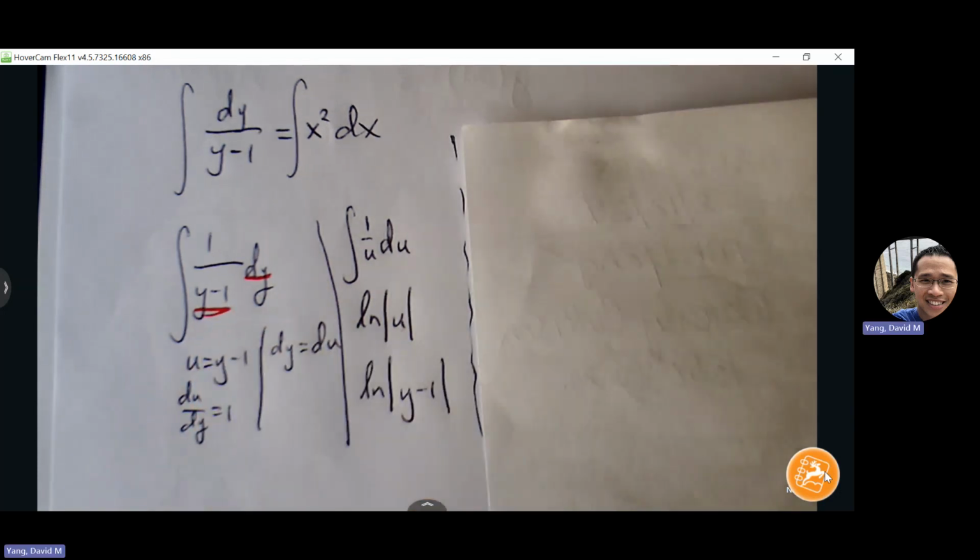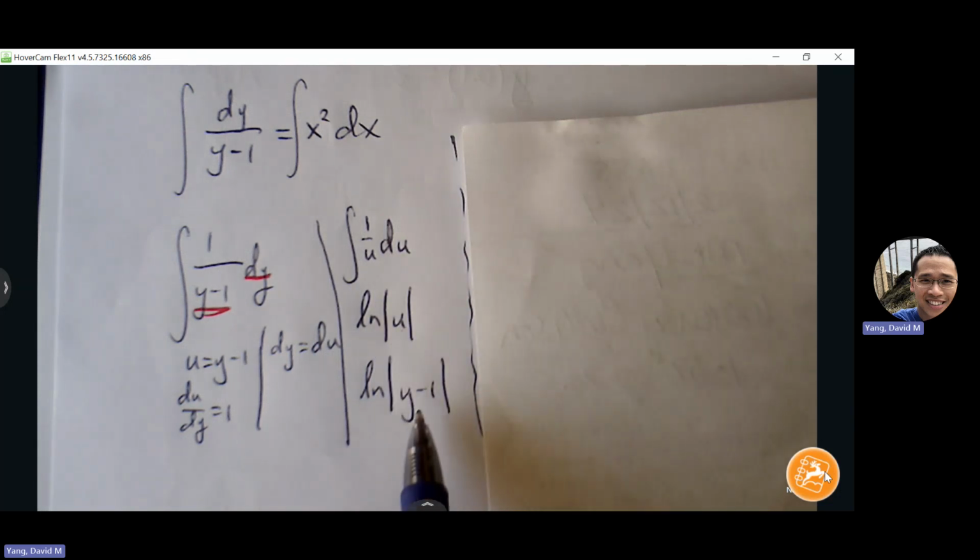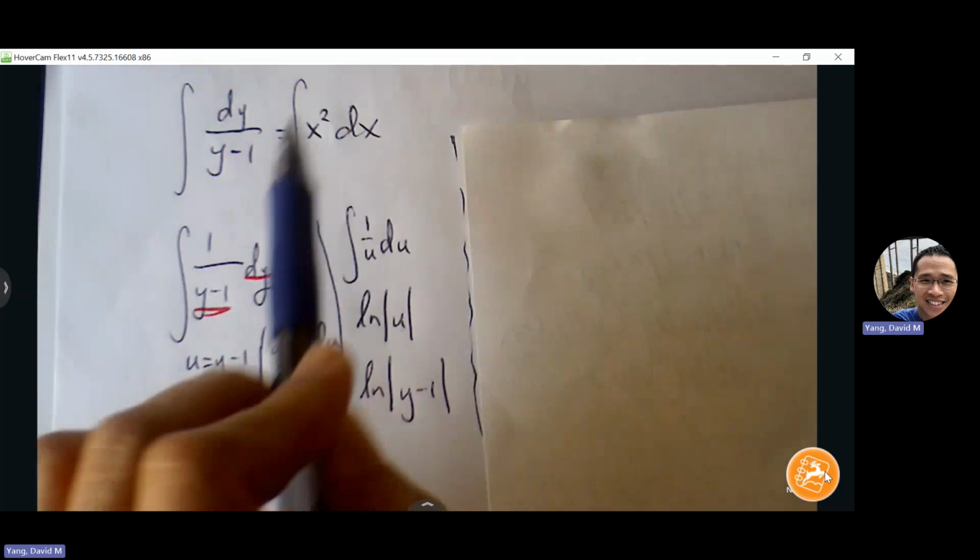Y minus 1 gets replaced with u. dy gets replaced with du. We're left with 1 over u du. That's a nice rule that we recognize. Natural log absolute value of u. Replace the u back in terms of y. And now we're done with the calculus, right? So this is the result of the left side. The right side is power rule.